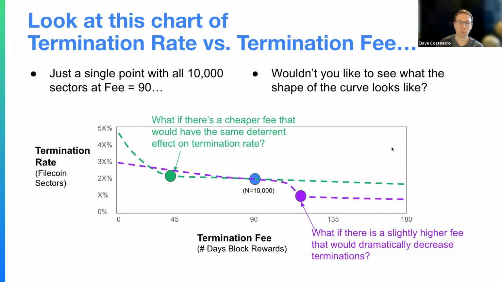But what if the curve looked like this purple curve and there was a dip down here? You could charge a slightly higher fee of 110 or 120 days of block rewards, and you would reduce the number of terminations in half.